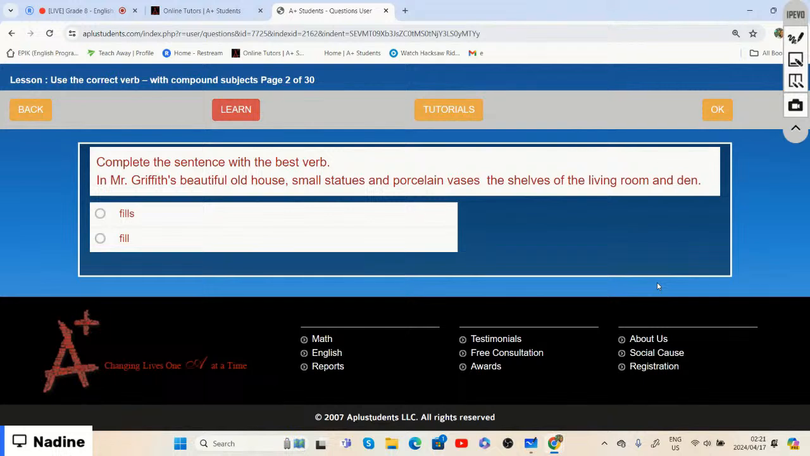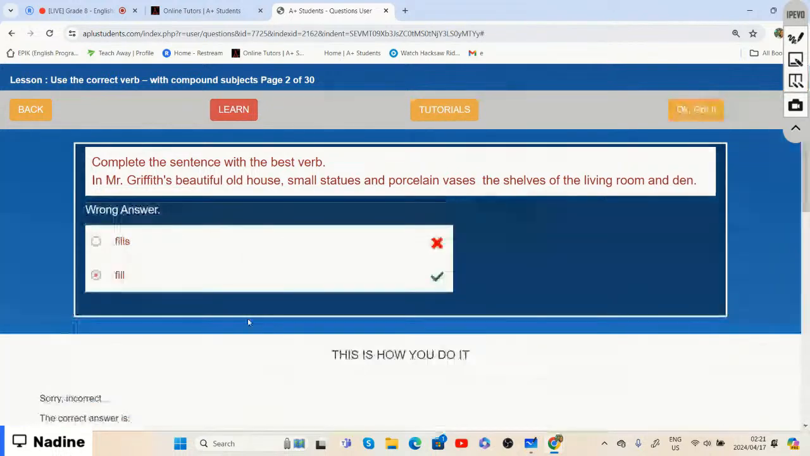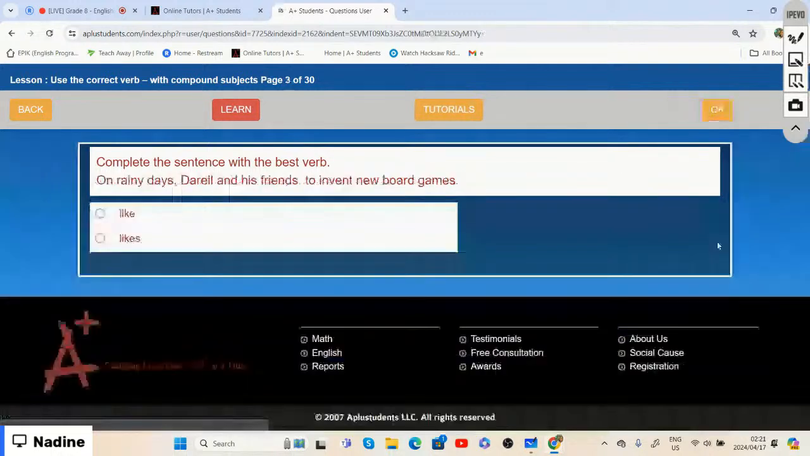All right, so we can say it fills the shelves of the living. Oh, it full the shelves. So it's in Mr. Griffith's beautiful. So full, not fulls, right? All right.